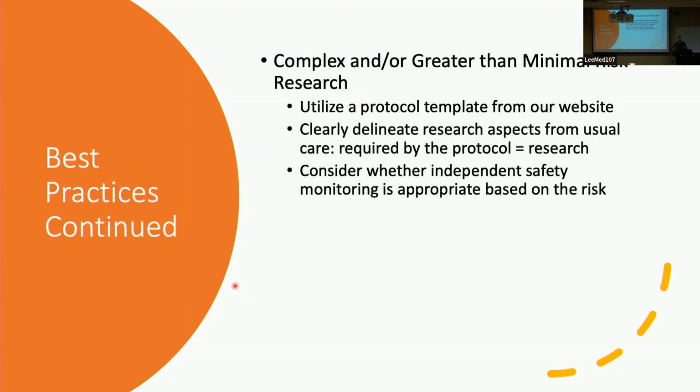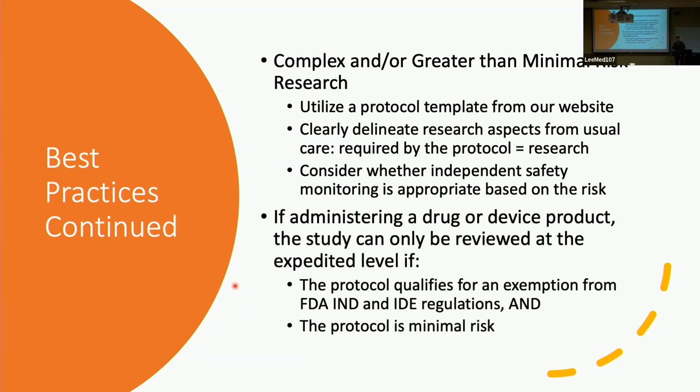And then if you're dealing with complex or greater than minimal risk research, work with the IRB more. Make sure that you're doing everything that you can to make sure that it gets reviewed at that board meeting, and a lot of the questions ahead of time are able to be done. Use our protocols. We've decided that this is a great way to convey that information. So when you use that, it is better for everyone. If you're administering a drug, device, or product, the study can only be reviewed at the expedited level if these two conditions are provided: it qualifies for an exemption, and the protocol is minimal risk.